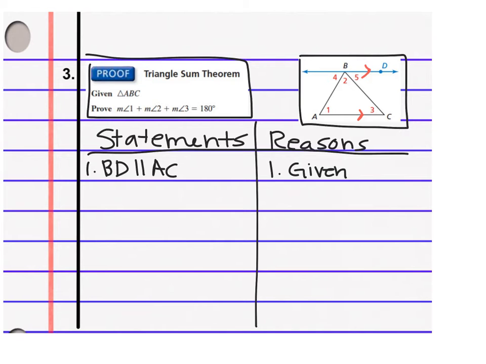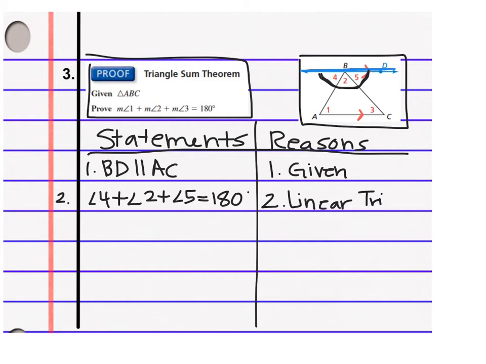There's not a ton that we know, but I do know that line D is a line. Since that is a line, angles 4, 2, and 5 are supplementary because they're on a line. It's not a linear pair. It's actually what's called a linear triplet because there's 3 angles. So angle 4 plus angle 2 plus angle 5 equals 180 degrees. I'm going to call it a linear triplet. You could put supplementary. That would also be fine. Then I'm going to go ahead and erase that.